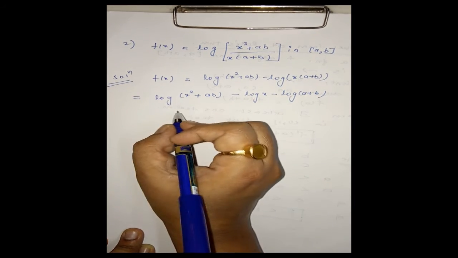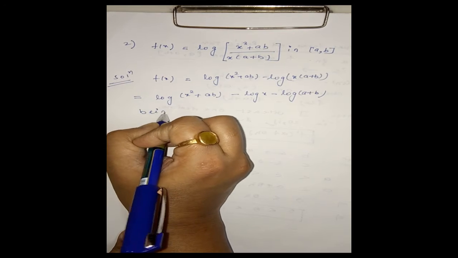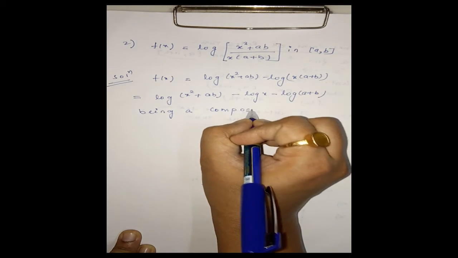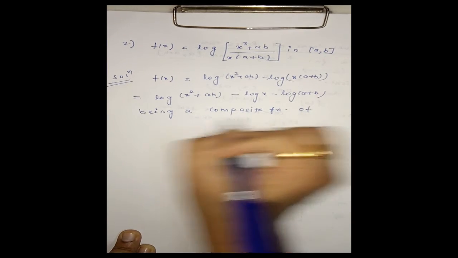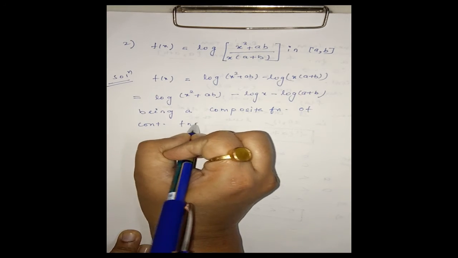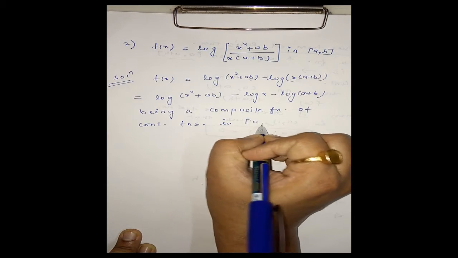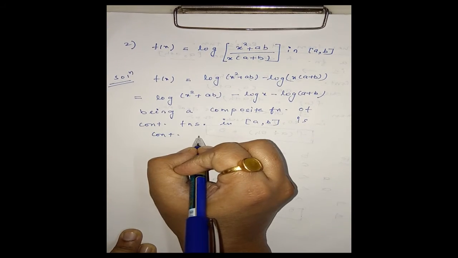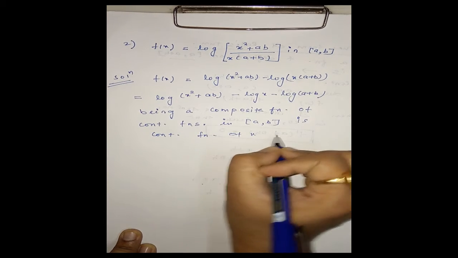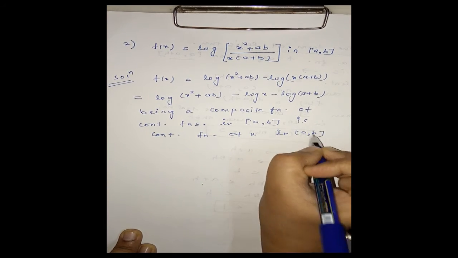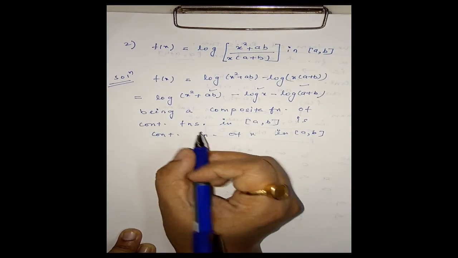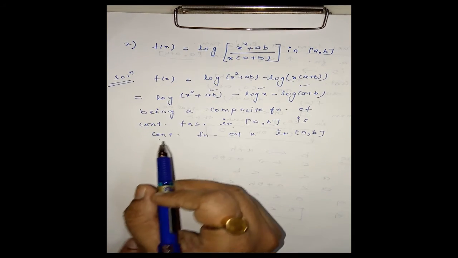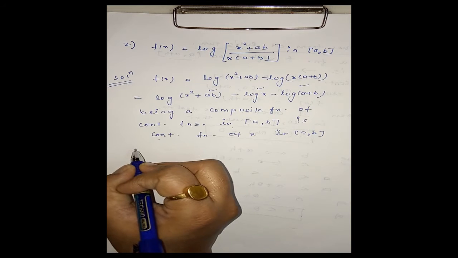Now, this f(x), being a composite function of continuous functions in the closed interval [a, b], is also a continuous function of x in the closed interval [a, b]. All these three functions are continuous. Therefore, f(x) is a composite function of continuous functions, and hence it is also a continuous function in the closed interval. This is the first condition.